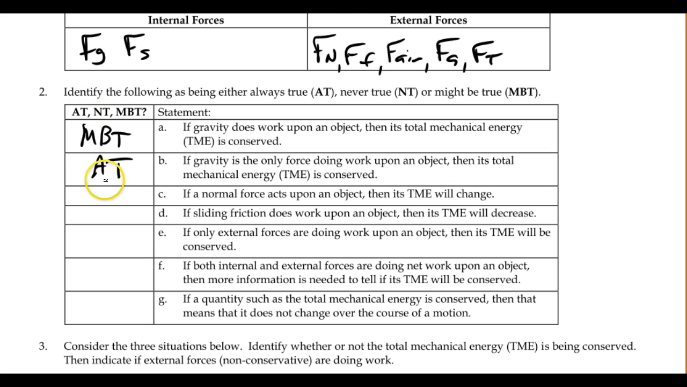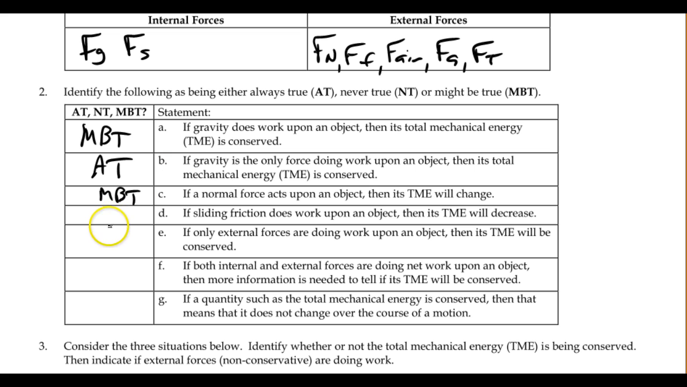If a normal force acts upon an object, then its TME will change. Now, this again might be true. If the normal force is 90 degrees to the motion, then the cosine of 90 is 0 and no actual work would be done. So there is an external force present, but it's not doing work. So an external force has to do work in order to change the total mechanical energy.